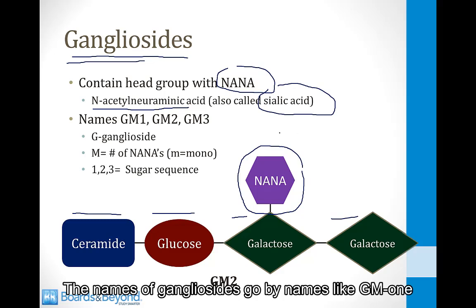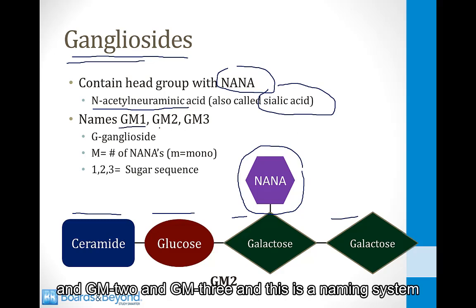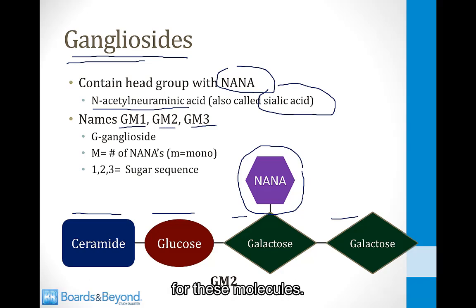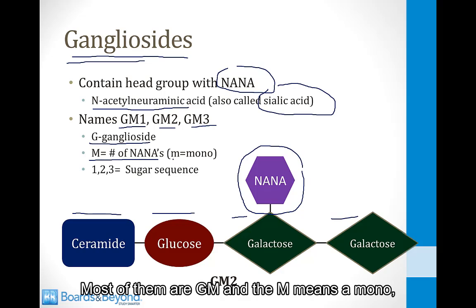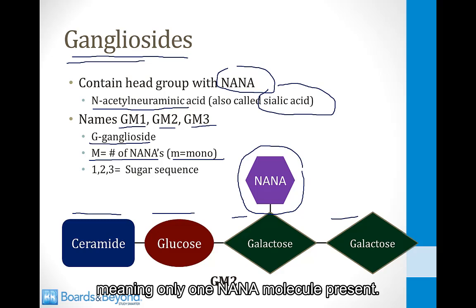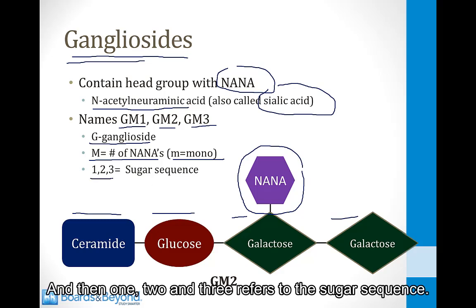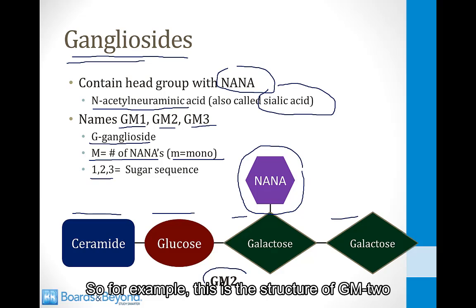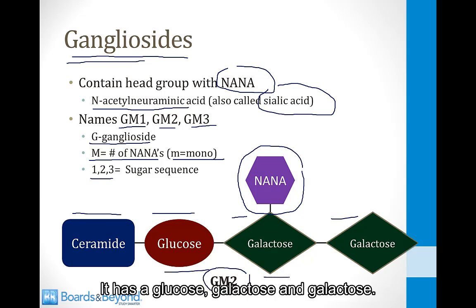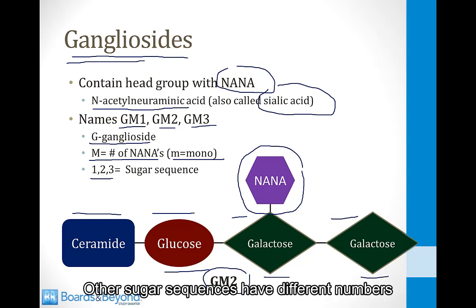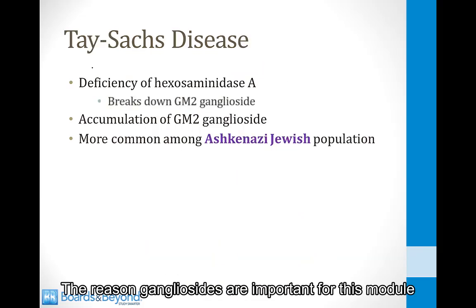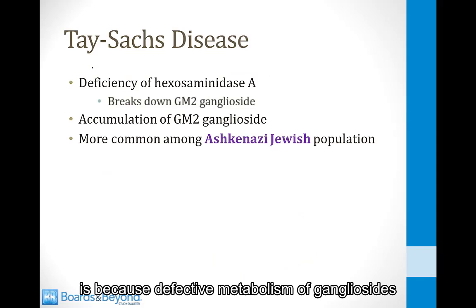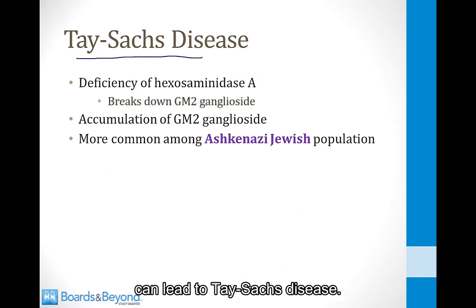The names of gangliosides go by names like GM1 and GM2 and GM3, and this is a naming system for these molecules. The G stands for ganglioside, the M stands for the number of NANA molecules. Most of them are GM, and the M means mono, meaning only one NANA molecule present. And then 1, 2, and 3 refers to the sugar sequence. So for example, this is the structure of GM2 on the screen here. It has a glucose, galactose, and galactose. Other sugar sequences have different numbers like GM1 and GM3. The reason gangliosides are important for this module is because defective metabolism of gangliosides can lead to Tay-Sachs disease.